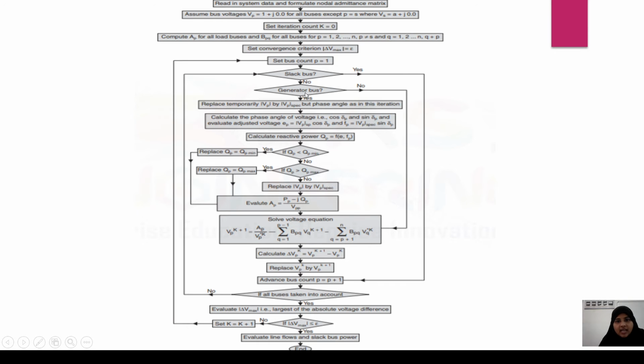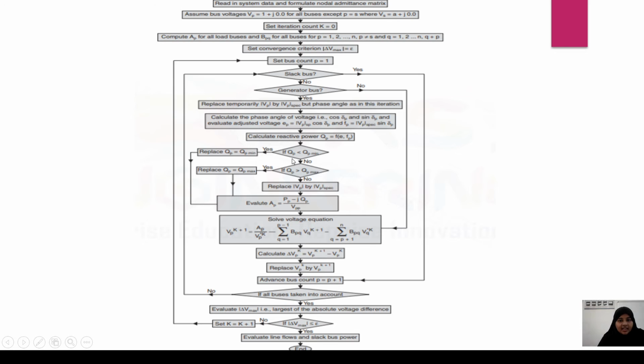Now no. If it is not the slack bus, is it a generator bus? Now we have to see whether it is a generator bus or not. If no, go to this step, solve voltage equation. If yes, then go to the next step, that is, replace temporarily mod Vp by mod Vp specified but with phase angle as in this iteration. Calculate the phase angle of voltage, that is cos delta P and sin delta P, and evaluate the adjusted voltage. EP is mod Vp specified cos delta P and FP is mod Vp specified sin delta P. Calculate reactive power now. QP is equal to f of E, FP.